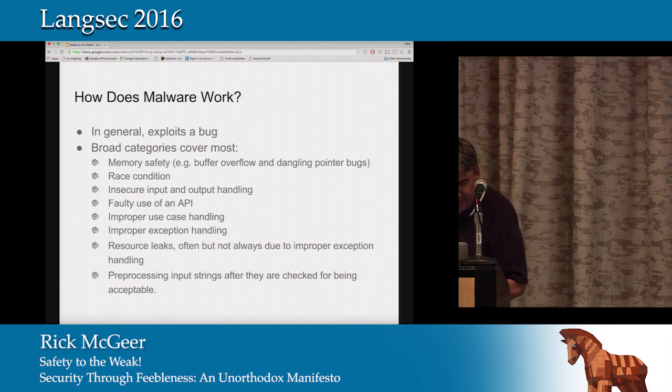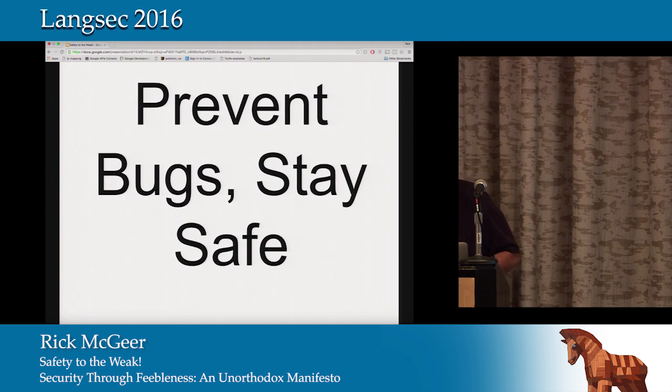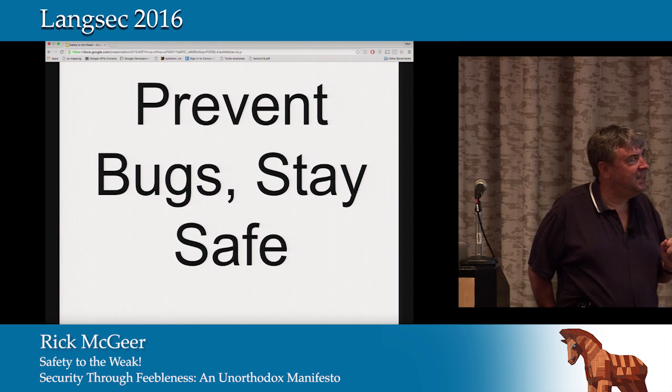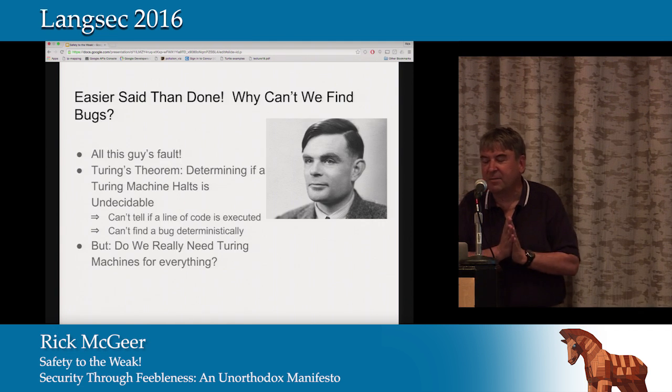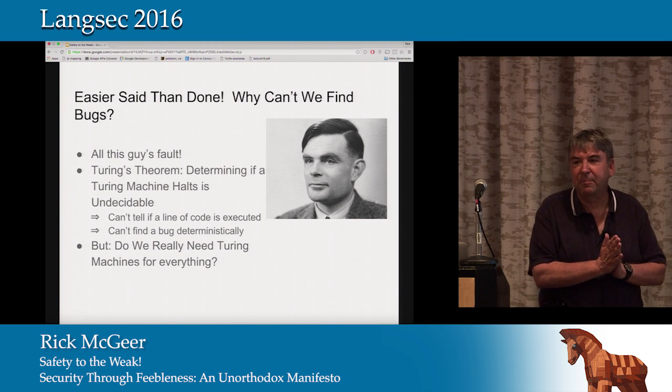So there's our message: prevent bugs, stay safe. And that's the last thing I'm going to say about security. All the rest of it is going to be about bugs.